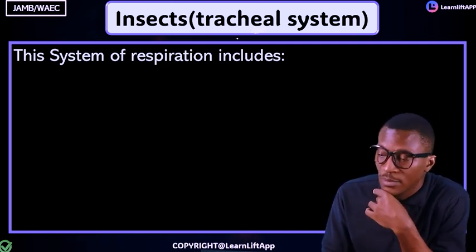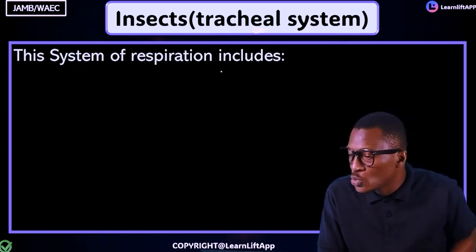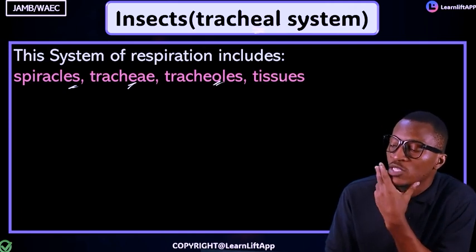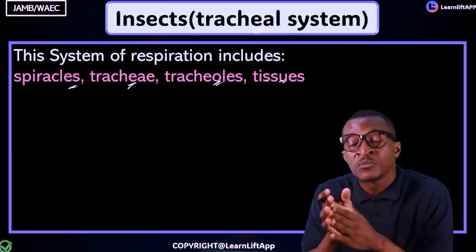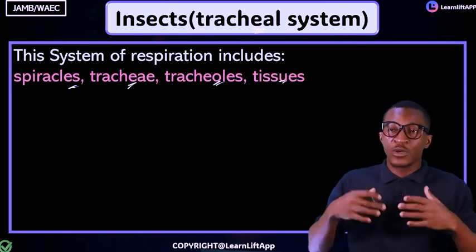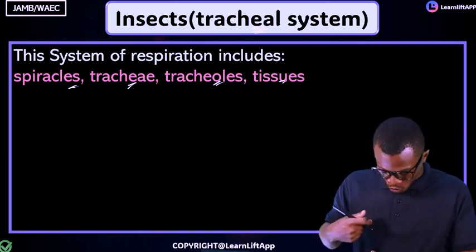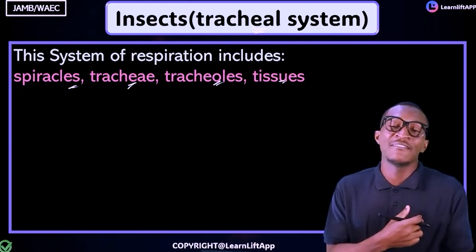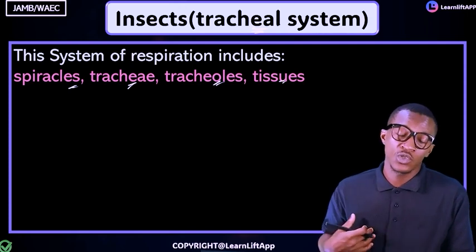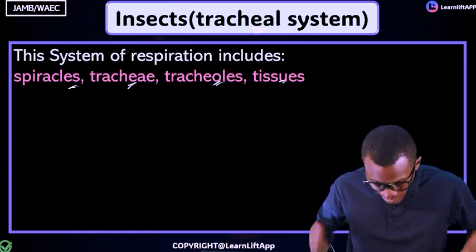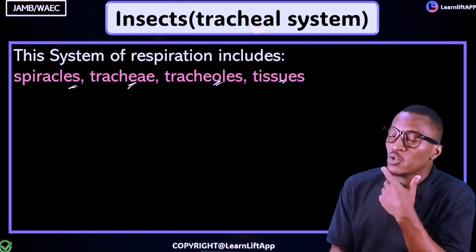Insects use the tracheal system. This system of respiration includes, number one, the spiracles, then the trachea, the tracheolus, and the tissues. Now look at it. In insects, majorly like your grasshopper, in their thoracic segment, if you catch a grasshopper and turn it upside down, you see holes. Those holes are called spiracles. In their thorax, they have about 3 holes, while in their abdomen, they have about 8 holes. Those holes allow oxygen.